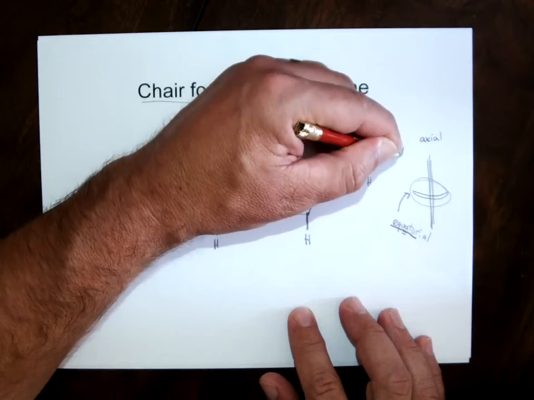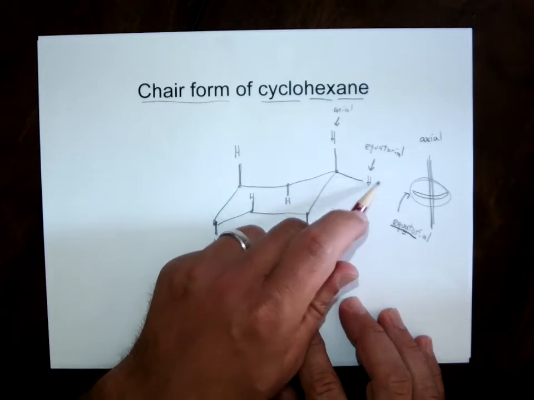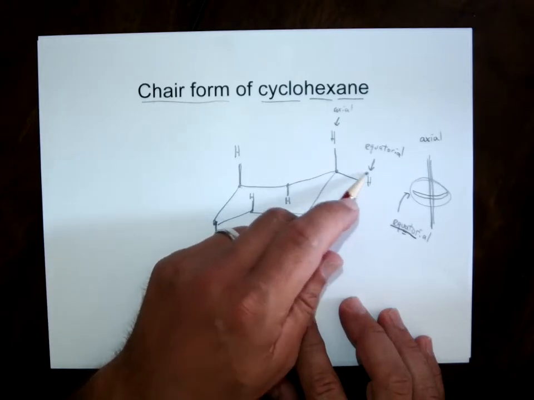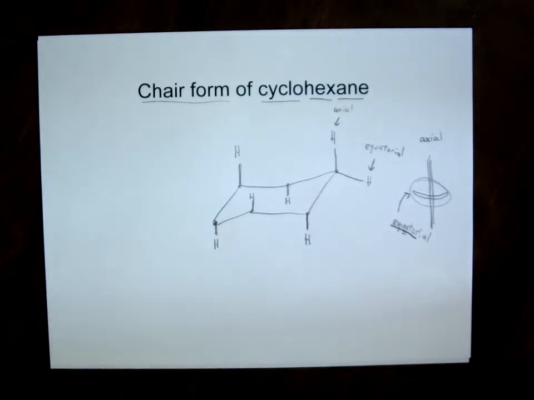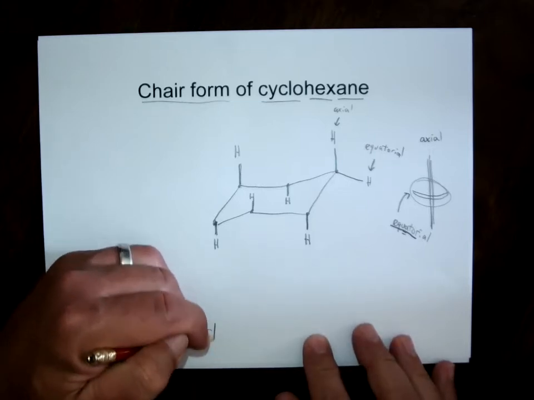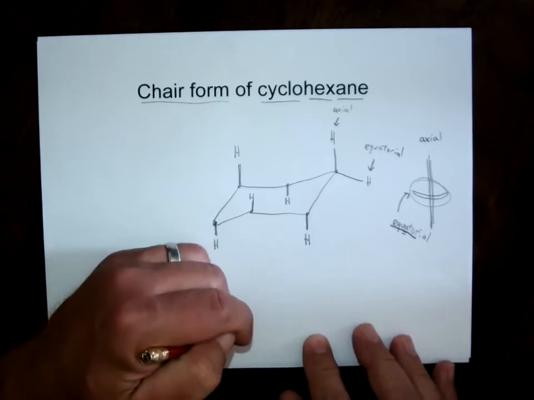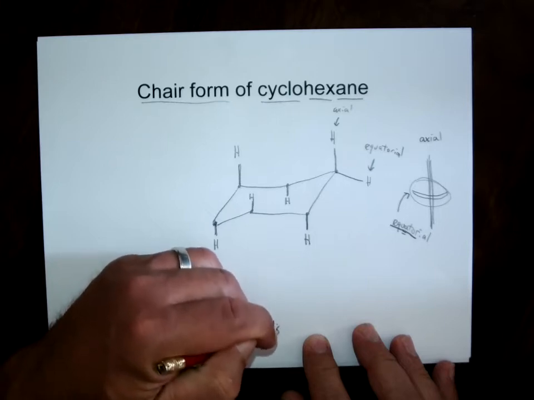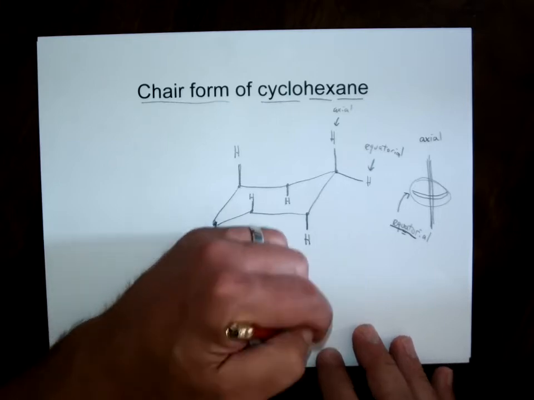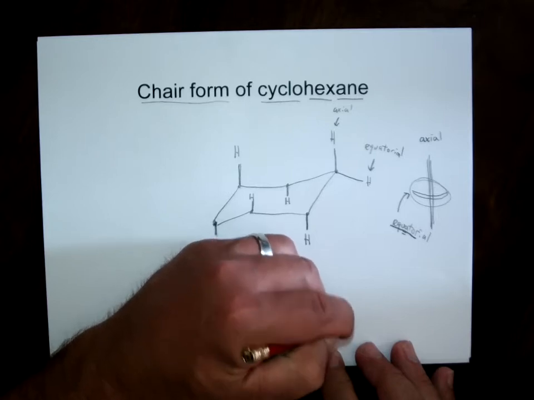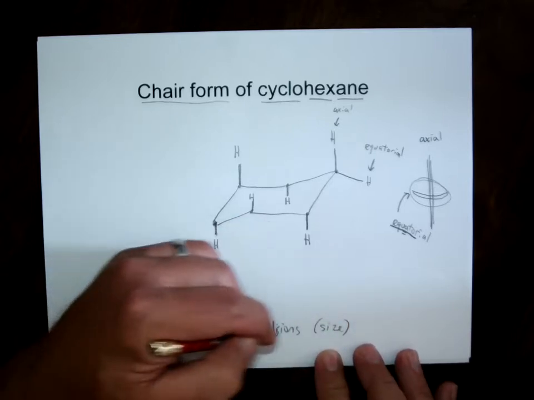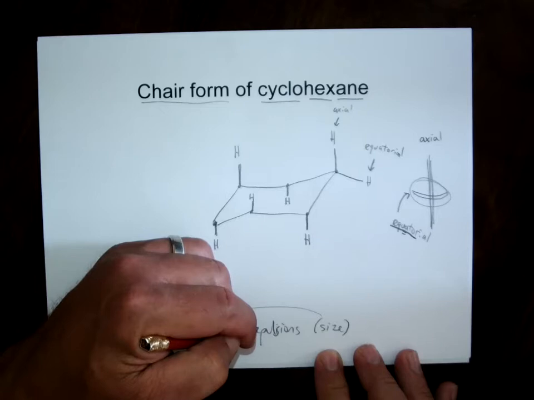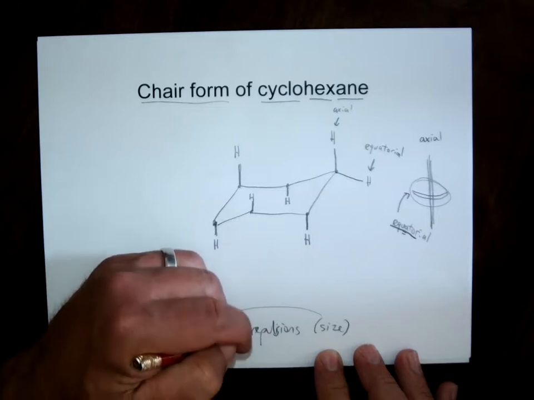And one of the things with these positions is the equatorial hydrogen is pointed mostly out into empty space and doesn't bump anything else. So again, we're talking about hindrance or repulsions. That's called steric repulsions. Steric repulsions have to do with size related. So steric is having to do with size. Steric repulsions mean higher energy.